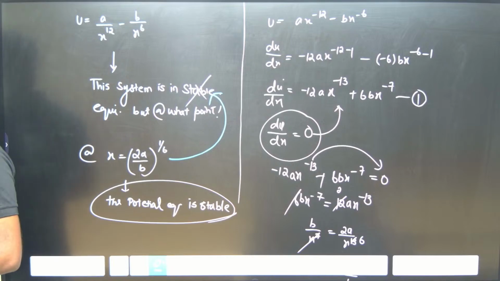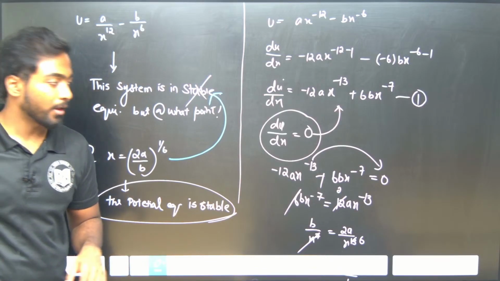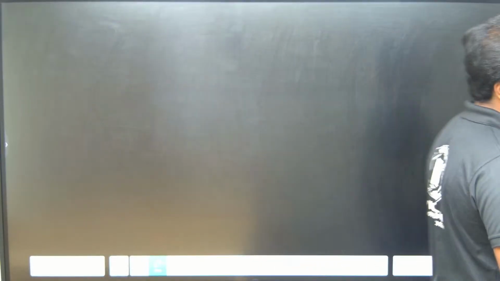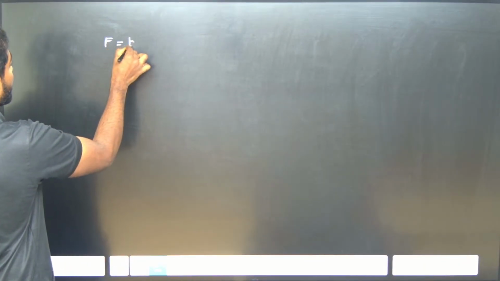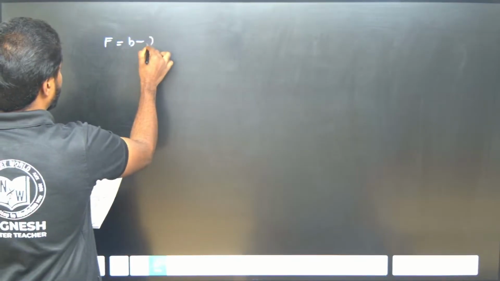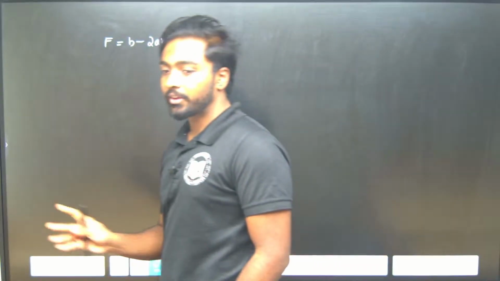Okay, so now the question will be in terms of force, if they have given it in terms of force. The question is F equals B minus 2ax. Find whether the equation is stable equilibrium, unstable equilibrium, or neutral equilibrium.